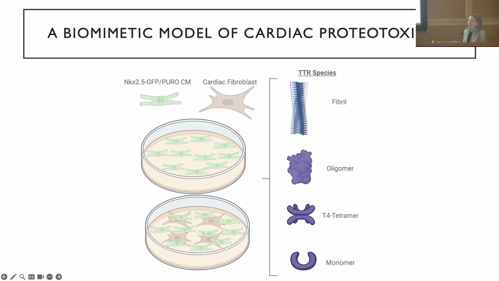And so we did this by setting up a co-culture system where we use cardiomyocytes along with cardiac fibroblasts, and these are derived from iPS cells. We put them into culture and we allow the cardiac fibroblasts to secrete an extracellular matrix, which we hope then mimics, at least in 2D, what might actually occur in the heart. And then the goal is to use this and actually treat it with the different forms of transthyretin to see what happens.